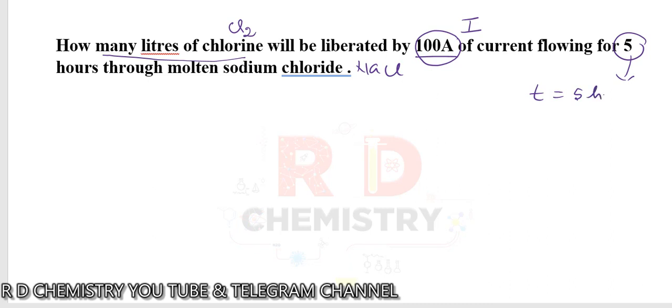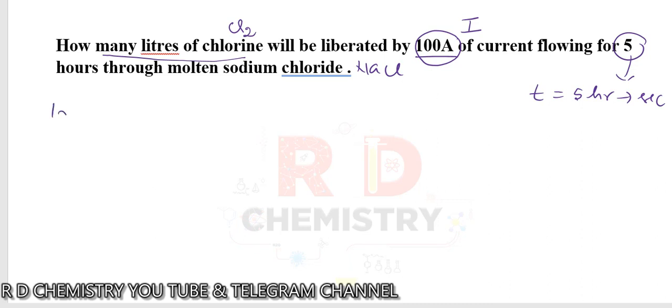Now read this question. How many liters of chlorine gas, Cl2, will be liberated by 100 amperes of current passing for 5 hours through molten sodium chloride, NaCl? Here 100 amperes is the strength of the current I, and 5 hours stands for time T. We have to convert this into seconds later. So how many liters? For that we'll calculate mass.